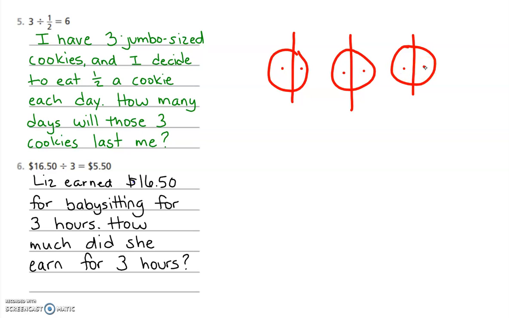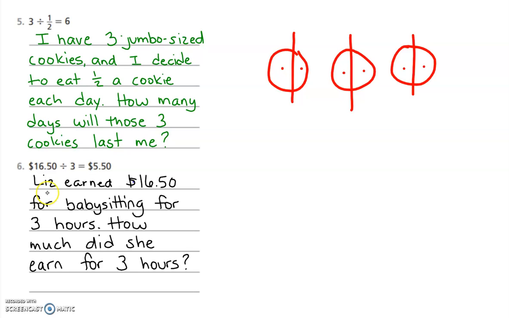And then on number 6, I love money, and it says $16.50 divided by 3 equals $5.50. So then I thought about what's a scenario where I would be splitting up the money 3 ways. You could have done something like you earned $16.50 with your friends, and then you had to split it up, but I went with just how much I earned per hour.